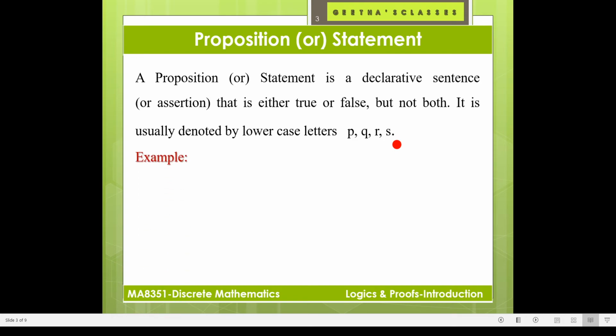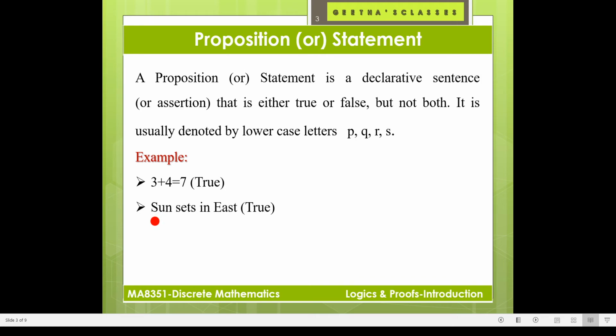A proposition should be a sentence. That sentence or statement is either true or false. It should not be both. For example, let us consider this example: 3 plus 4 equal to 7. That is true, so your answer is true. So it is a proposition.